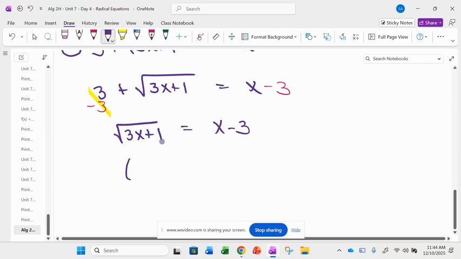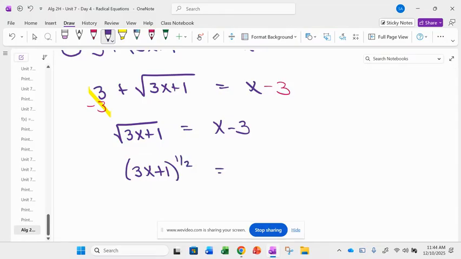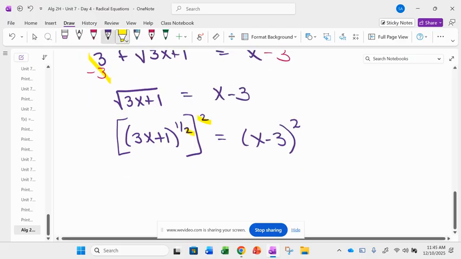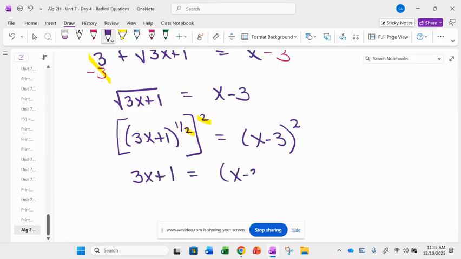Do we agree the square root of 3x plus 1 is the same as saying 3x plus 1 raised to the half power? Okay, so what am I going to raise the half power to get it to cancel to 1? Stephen? 2. So we raise both sides to the second power. The 2's will cancel. So now I have 3x plus 1 is equal to x minus 3 quantity squared.